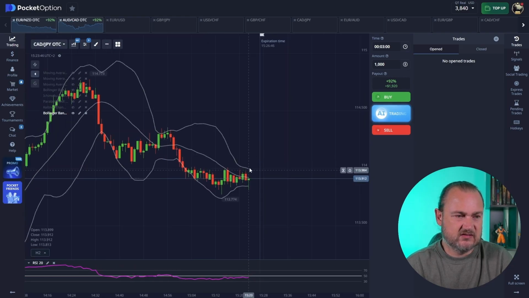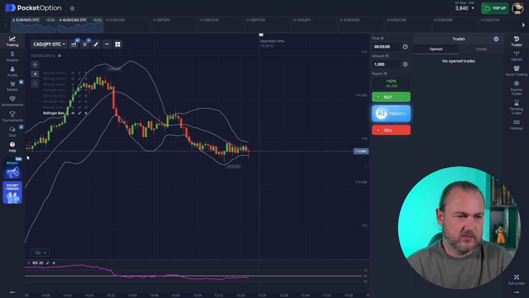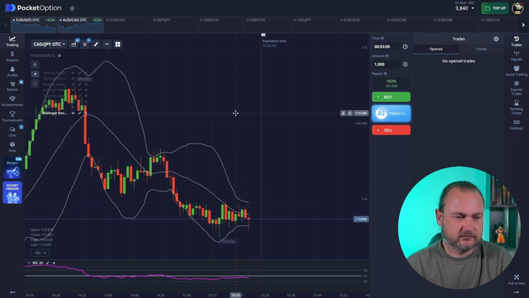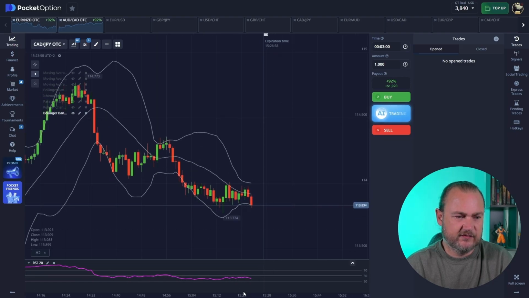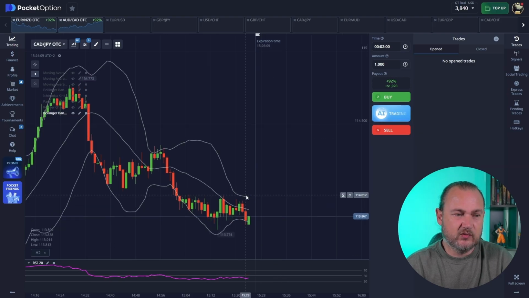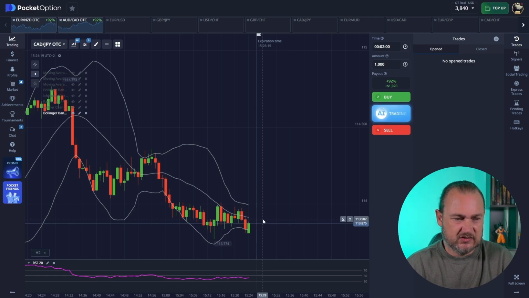Okay, so this is not a squeeze. This is just a normal contraction. But we might get a pop out of that as well. RSI is below 50. If we get a decent close, we can go with, let's make it a 2-minute sell. I want these bands to start opening up again to show me that there's an increase in the volatility. It doesn't look like it's going to though.